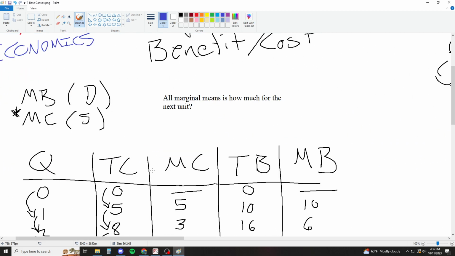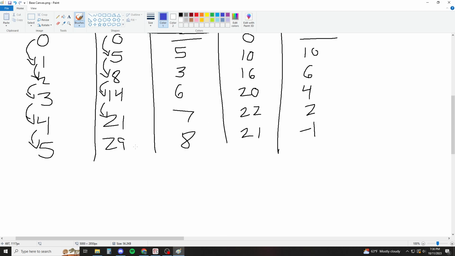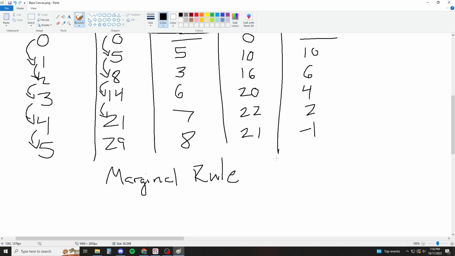So let's go back to our chart. What are we going to be doing with marginal benefit and marginal cost? Besides graphing, you can graph these, right? Besides graphing, we have this thing called the marginal rule. Maybe your textbook calls it something different. All right, marginal rule. Another way that I like to think of this question is how many?